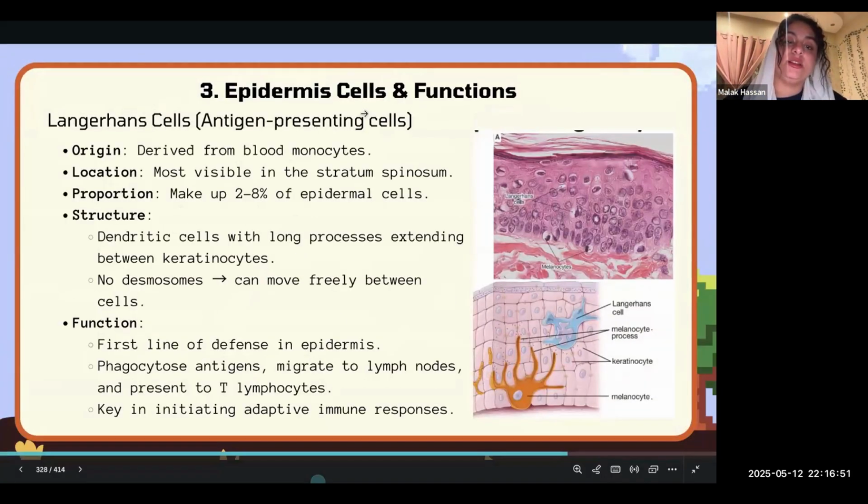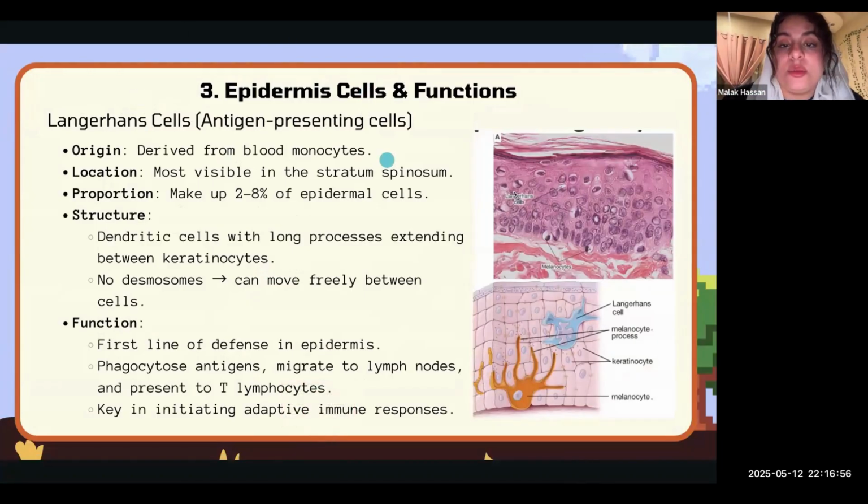Now let's talk about Langerhans cells. Langerhans cells are antigen-presenting cells. They come from the blood monocytes, okay? And they are most visible in the stratum spinosum. They make up about 2 to 8% of the epidermal cells.